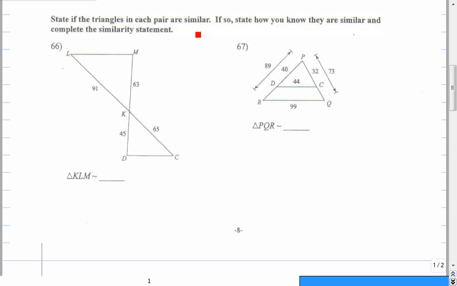So what's one of our conjectures? Side, side, side similarity. What else do we have? Angle, angle similarity, and side, angle, side similarity. Very good. All right, so for problem 66, what do we need to label in this diagram? What do we have that we need to label? What kinds of angles do we have?